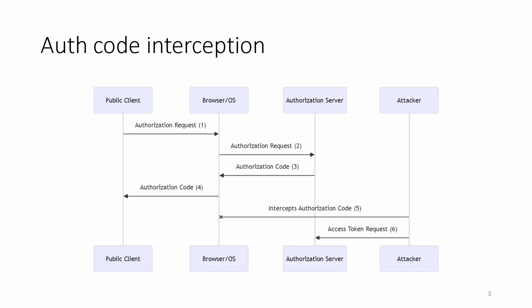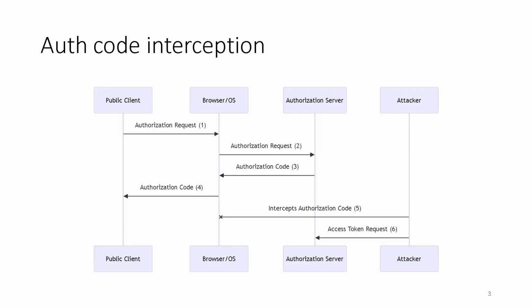The attacker can then use the authorization code to obtain the access token and access the protected resource on behalf of the user. This attack can be prevented by using the Proof Key for Code Exchange extension, which requires the public client to generate a random code verifier and derive a code challenge from it, and send that code challenge along with the authorization request and the access token request, respectively. The authorization server can then verify that the code challenge matches the code verifier and that the authorization code was issued to the same public client.